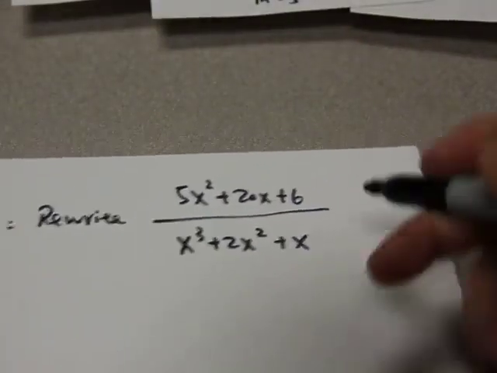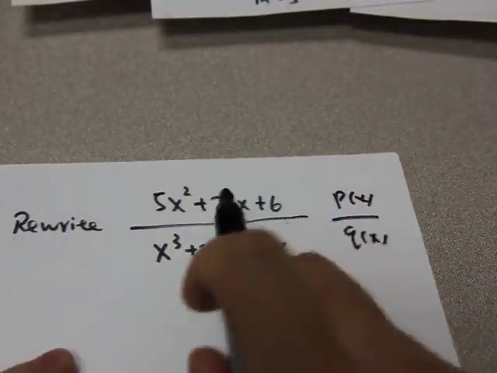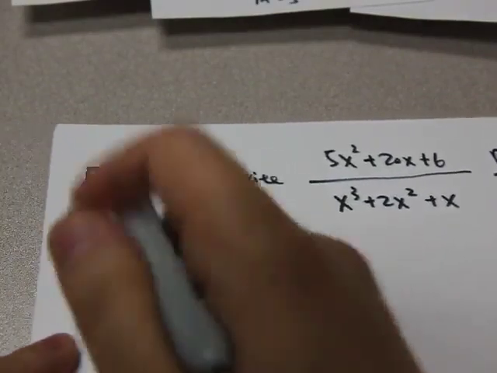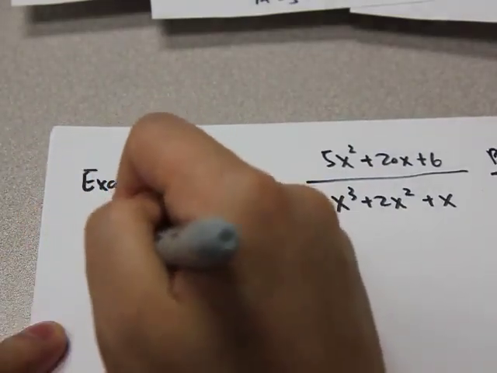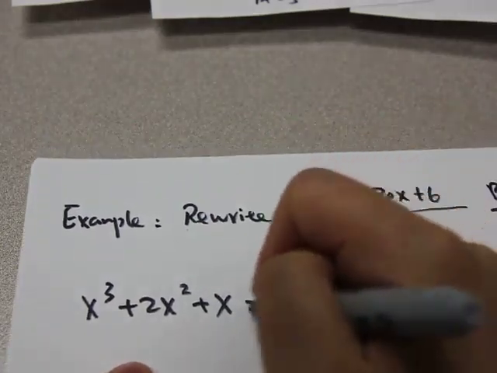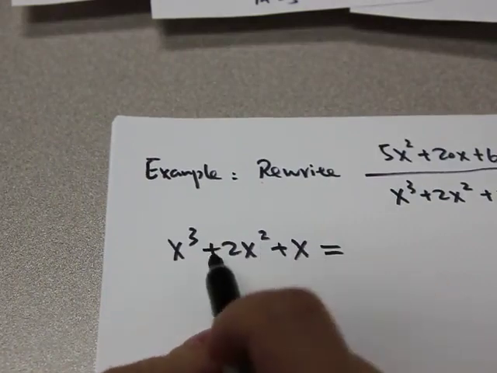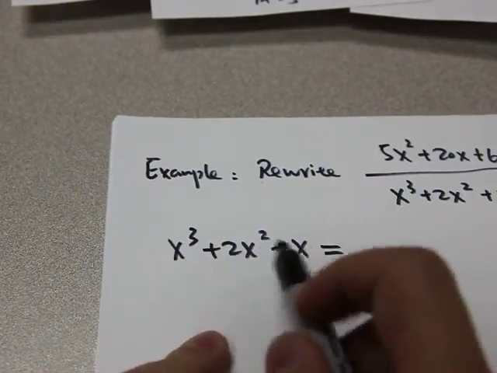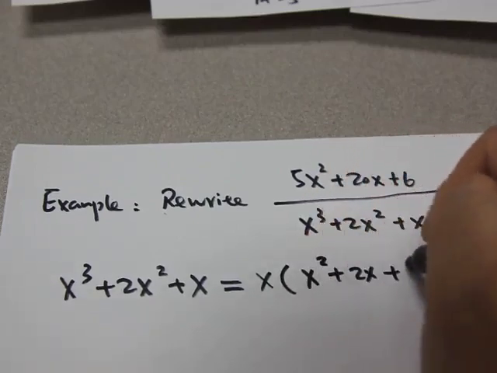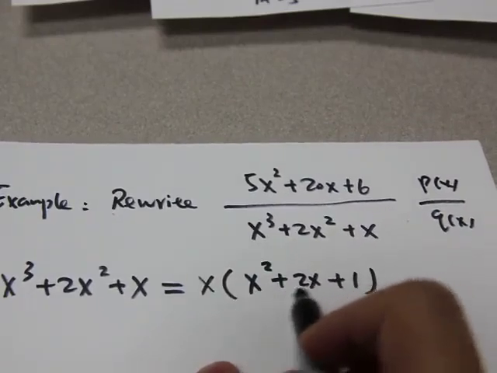Okay. So this is our p(x), and this is our q(x). Now the degree of p(x) is 2. The degree of q(x) is 3. Okay. Now first, we factor the q(x). To factor this polynomial, since every term has x, we can factor out an x. And then next, we try to factor this trinomial.